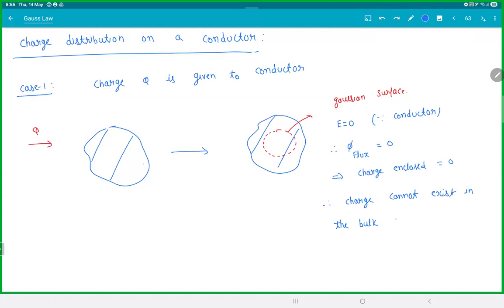Charge cannot exist in the bulk of the conductor. That means all this charge has to be somewhere, and that can be only on the surface. So the picture will look like this. So if you give a charge Q to a conductor, it will not go inside, it will just stay on the surface. There, that is our case one.